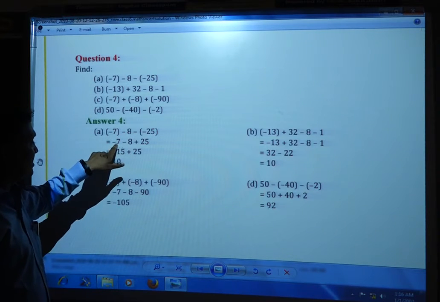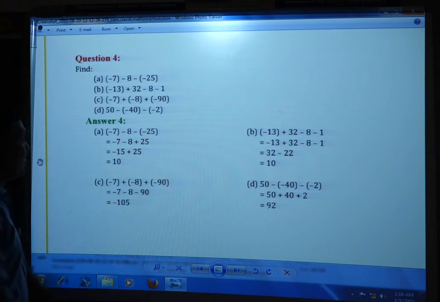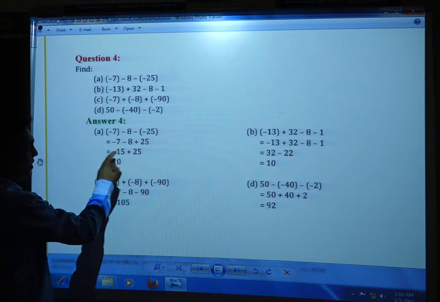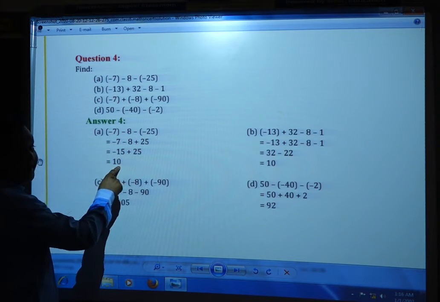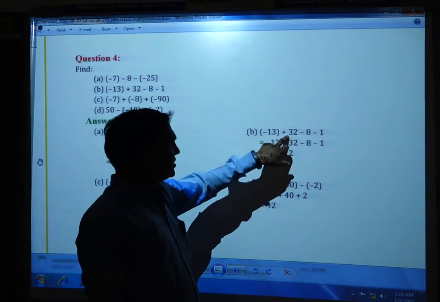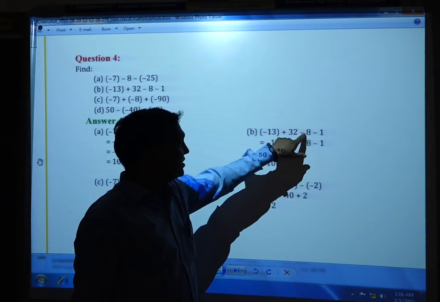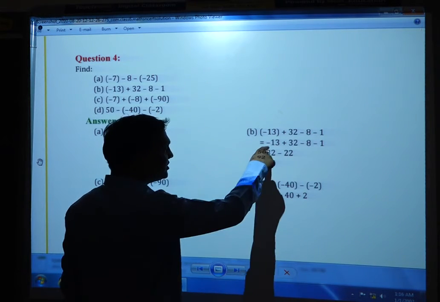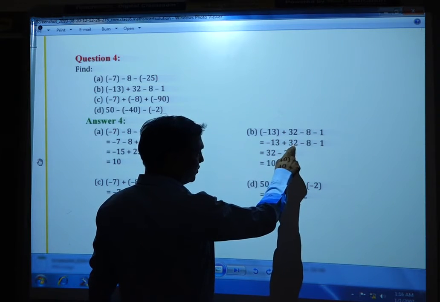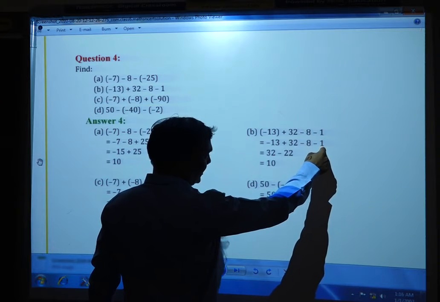Minus 7 becomes minus 7, minus 8 becomes minus 8, minus minus becomes plus 25. Minus 8 minus 7 is minus 15, plus 25 is 10. Answer is 10. Second question. Minus 13 plus 32 minus 8 minus 1. Minus 13 as it is, plus 32 as it is, minus 8 minus 1. This is minus 13 plus 32 minus 8, and this is minus 1.